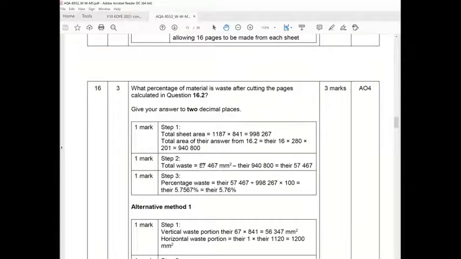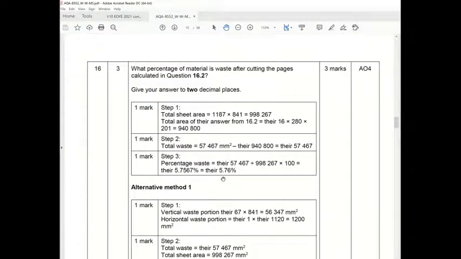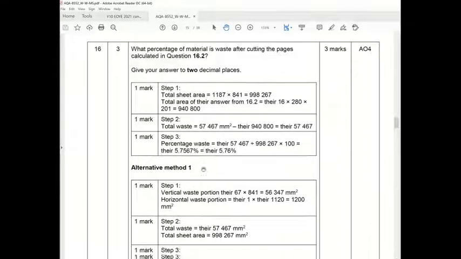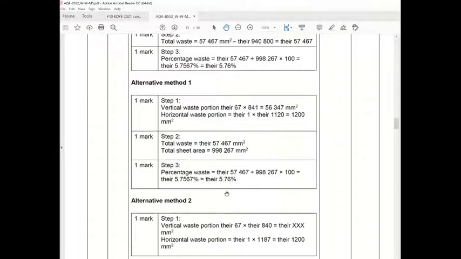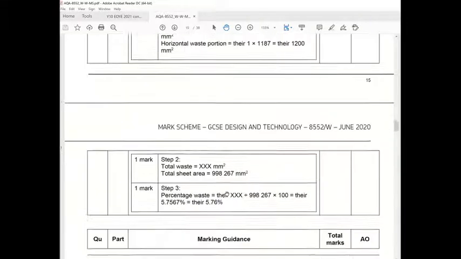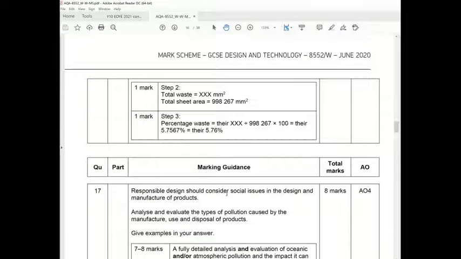We're looking at the waste here, aren't we? And then we're dividing the waste by the total and timesing it by 100. I always forget that bit because I just do it automatically. But we divide by the total to give ourselves 5.76%. There are some alternative methods of doing it here, which you may have done. Each one is fine.